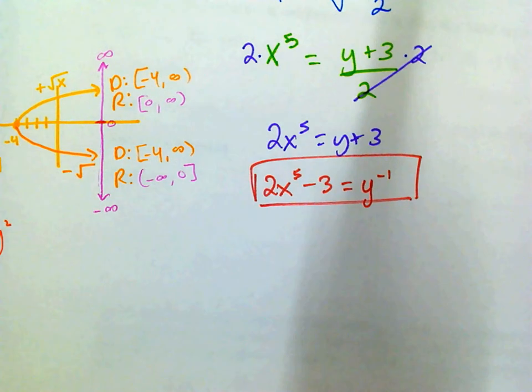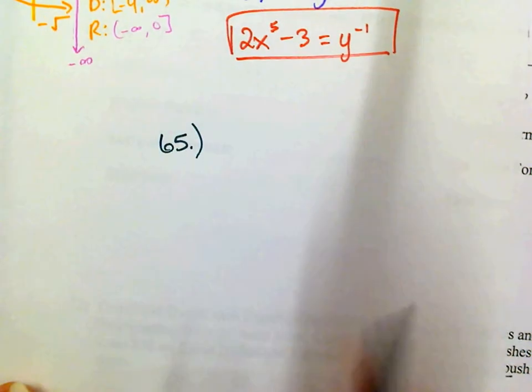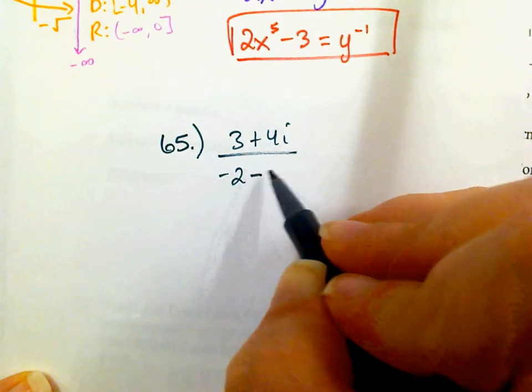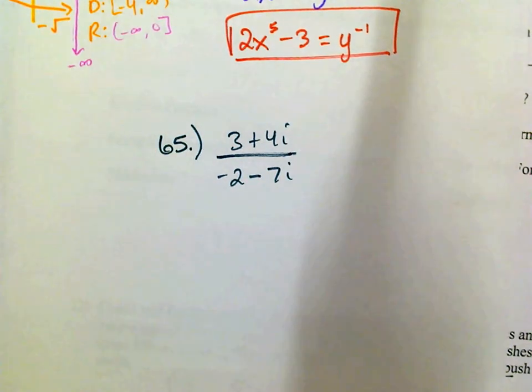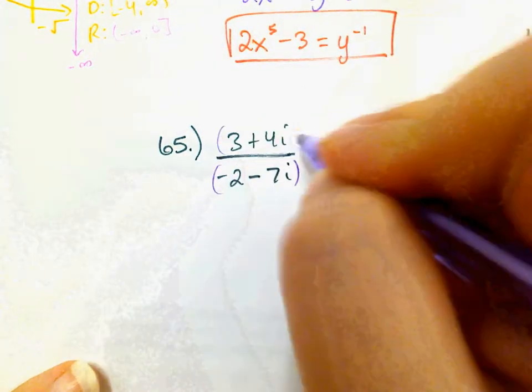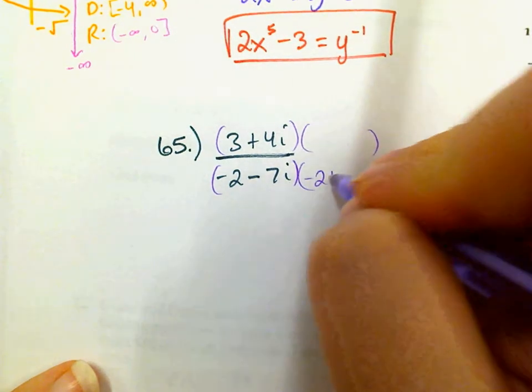What was 65? Negative 2 minus 7i? Okay. So what do I do? Guys? What do I multiply by? Good. The conjugate of the denominator, right? So, let's multiply.